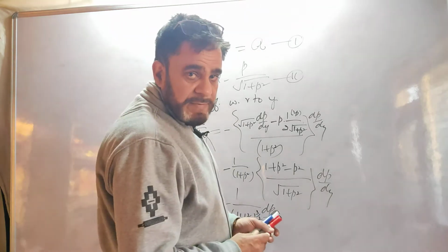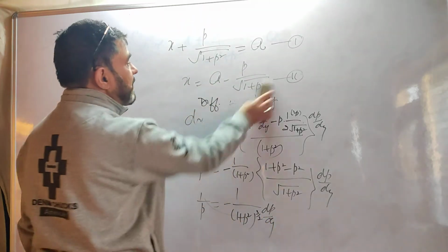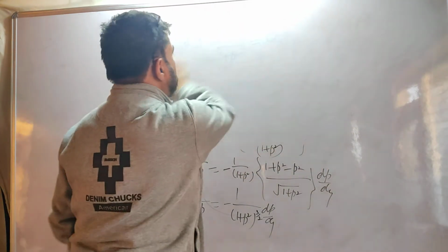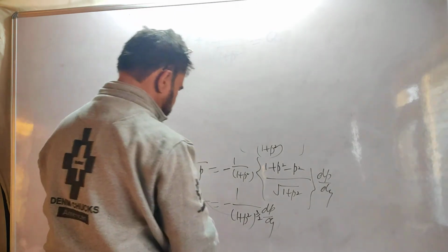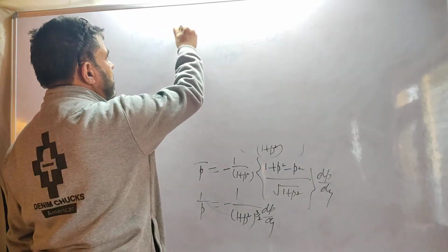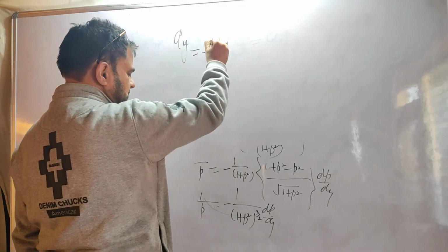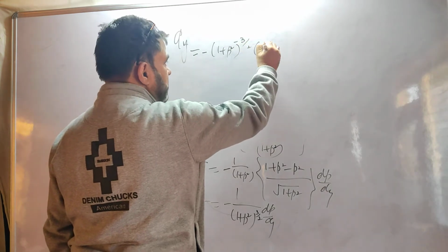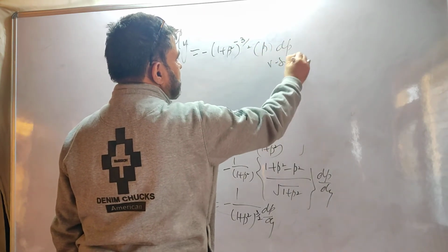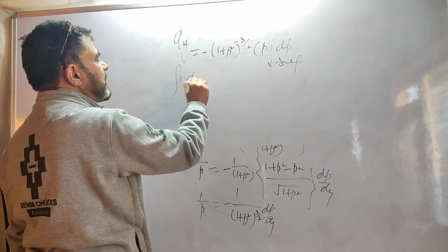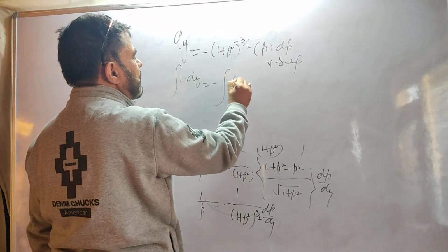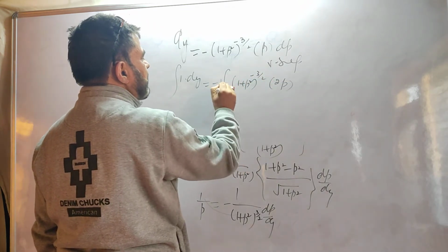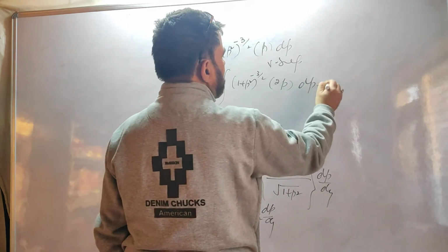Now you can separate the variables here easily. The variables are separable. You can write dy is equal to minus (1 plus p square) raised to the power minus 3 by 2 times p dp. So variables are separated. It is integral of 1 dy is minus integral of (1 plus p square) raised to the power minus 3 by 2. Here I will write 2p, and here I will divide by 2. It is dp plus c.